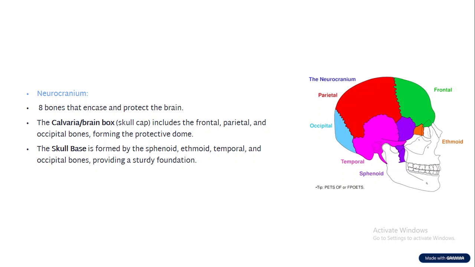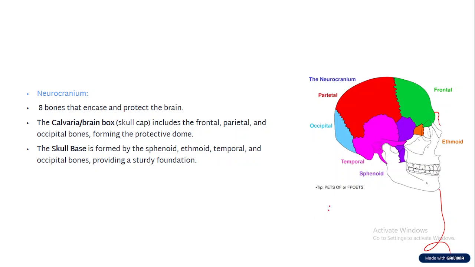Based on these two structures, the skull is divided into two major parts. First is the neurocranium and second is the viscerocranium. So neurocranium involves the calvaria or the brain box, which is basically the upper portion of the skull, and second, the skull base also comes under the neurocranium.